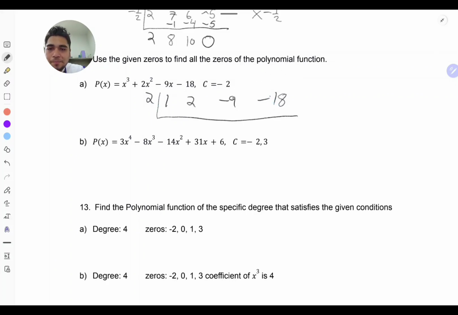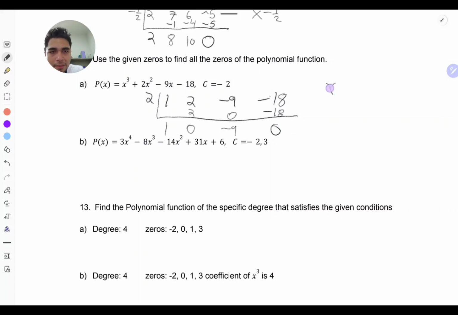So there we go. So again, bring this down. We're left with 1 times 2 is 2, so this is 2. So 2 minus 2 is 0. 2 times 0 is 0. So negative 9 minus 0 is just negative 9. Negative 9 times 2 is negative 18. Negative 18 minus negative 18 is just 0. Okay, so what does that leave us?